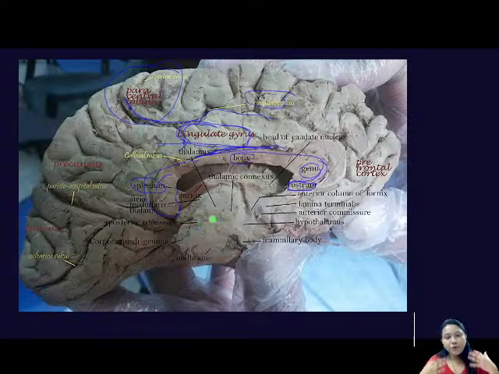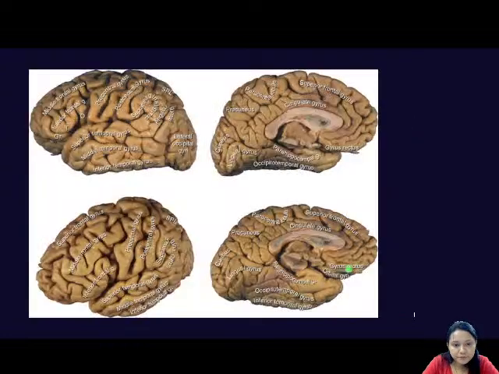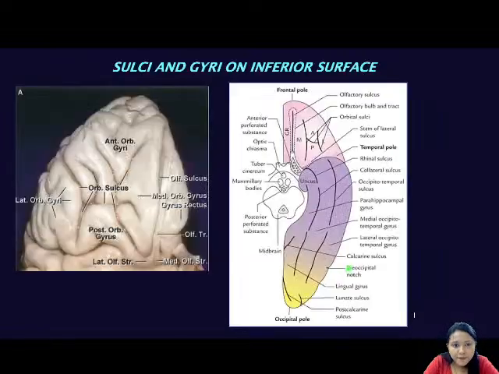I'm just telling you this to orient yourself because sometimes they give an arrow on a scan and ask you what this is. So just orient yourself in this cadaveric image so that you get an idea. Okay? So this is just an image of all the gyri and sulci. Okay, now let us come to the inferior surface.